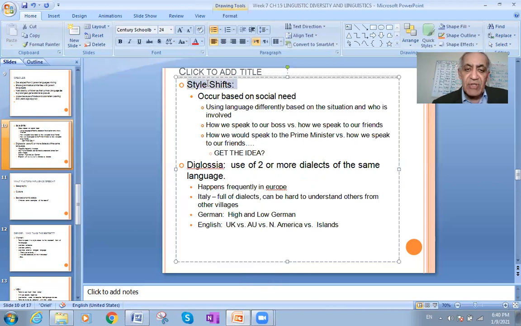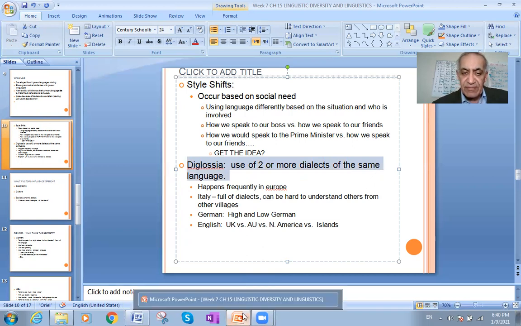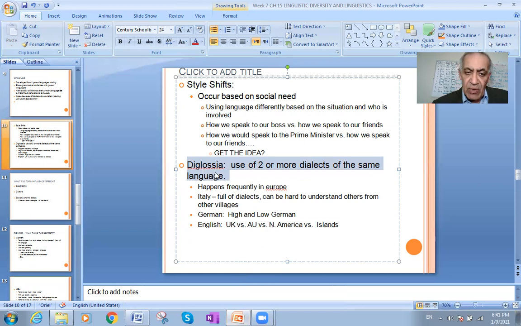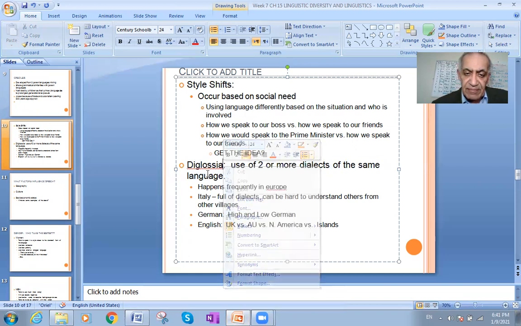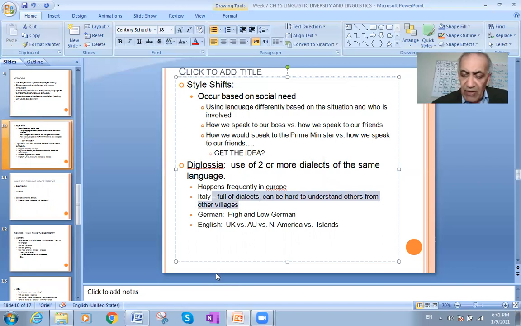Those are styles also. Shifts occur based on social needs, and we have diglossia: use of two or more dialects of the same language. This happens frequently in Europe, in Italy, because Italy is full of dialects, and it can be hard to understand people from other villages. There are high and low German, and English, like the difference between the British and the Americans in the pronunciation of English and some meanings of the words. Same thing. So this is diglossia.